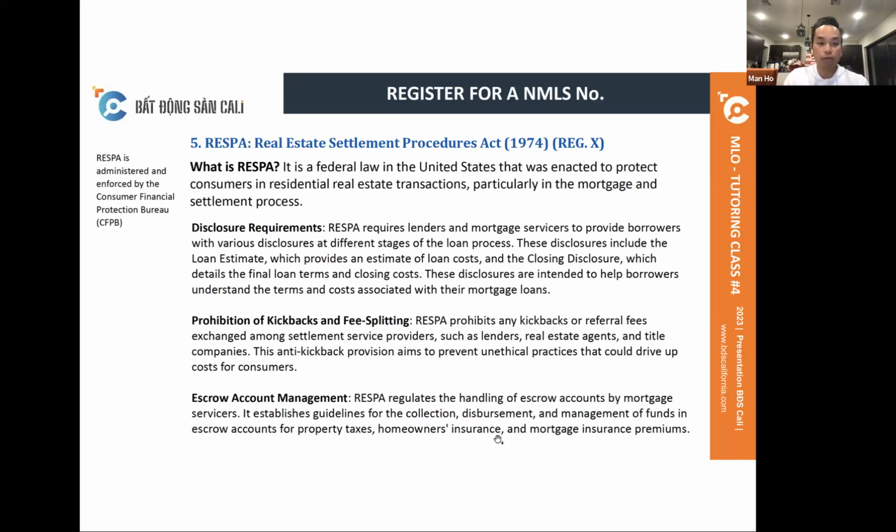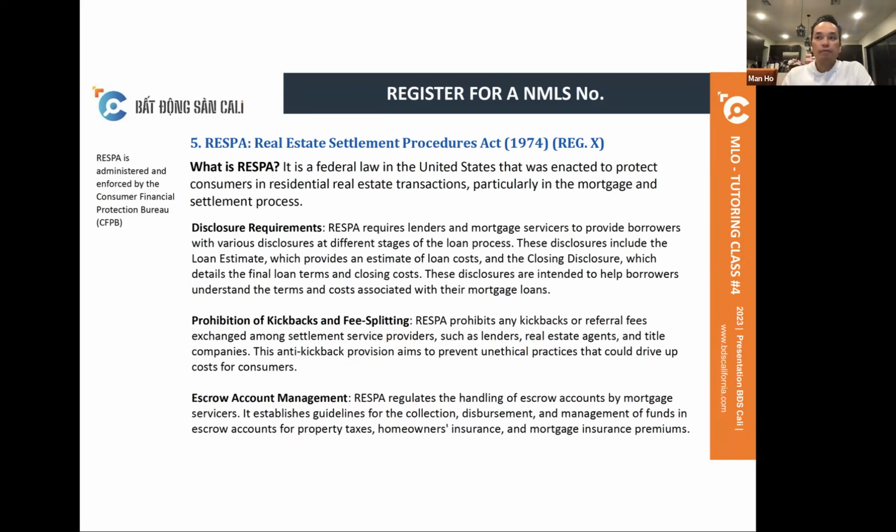Okay, RESPA also prohibits kickbacks. So when you hear kickback, that is for RESPA, okay? RESPA prevents kickbacks. Okay, what's a kickback? It means you give money to somebody that doesn't have a license, okay? And fee splitting. RESPA prohibits any kickback or referral fees exchanged among settlement service providers, such as lender, real estate agent, and title company.